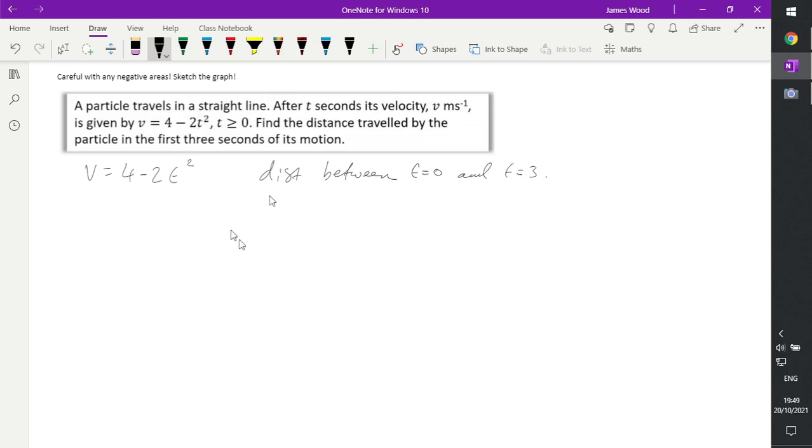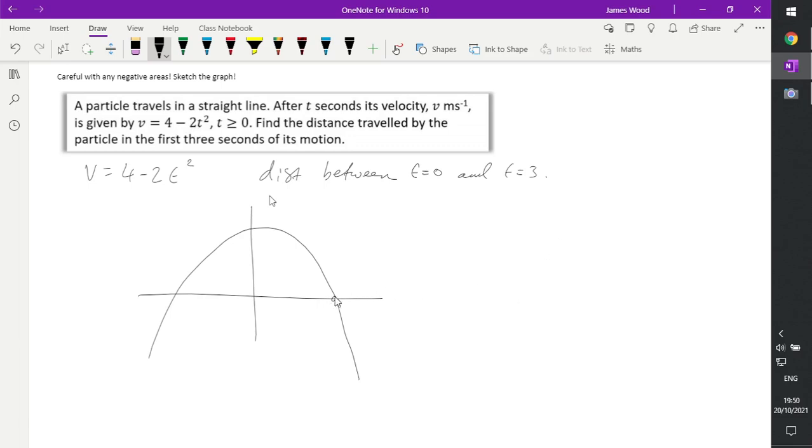Let's sketch this graph. And it's just going to be a sketch, it's not going to be anything exact. So it looks something like that. Because it's a negative quadratic, you could think of this as the t squared graph, but then the negative t squared graph, so it's an N shape rather than a U shape, stretched by 2, and then moved up by 4.